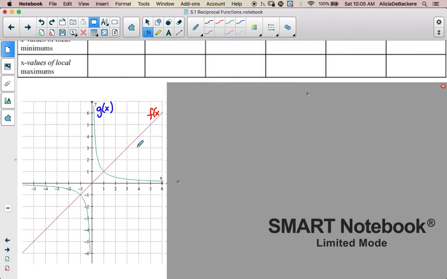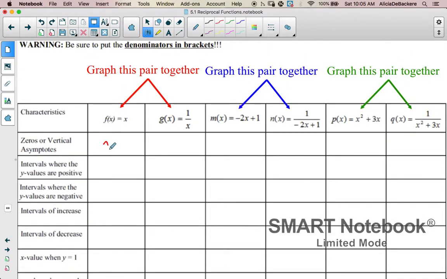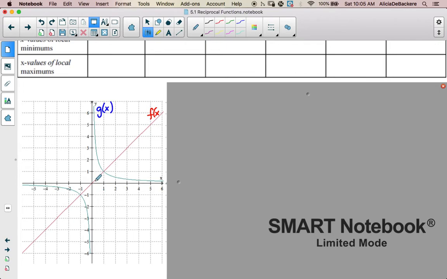So the first thing it asks me for are there zeros or vertical asymptotes, and I do want you to state where are they. So I see on f of x there is a 0 at x equals 0. And then the second part here asks me for what are the intervals where the y values are positive and negative. So what I'm asking is where's the graph above the x-axis and below the x-axis. So here on my graph I can see that the red graph is above for any x value greater than 0.